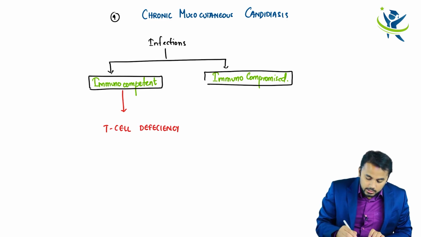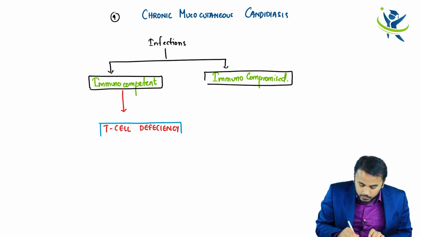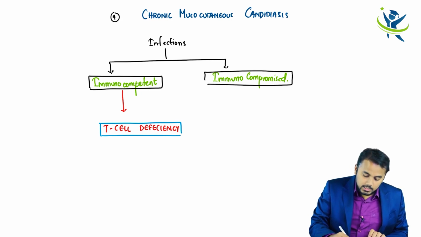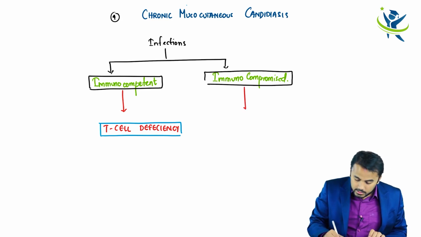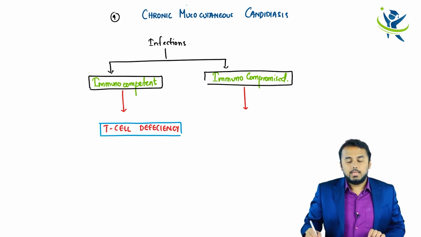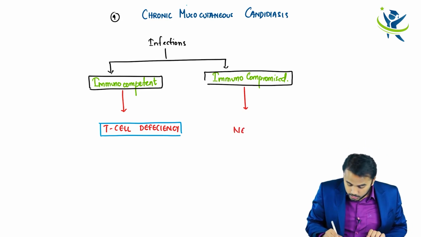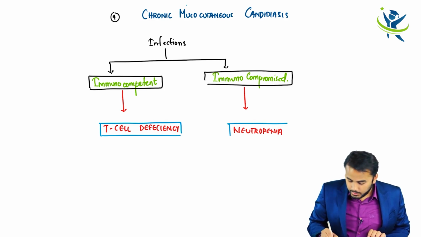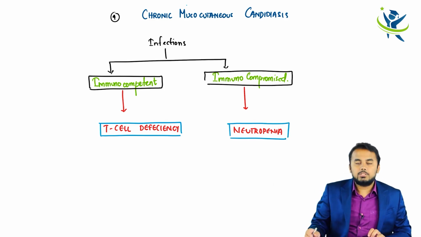You're going to see T cell deficiency in immunocompetent people, whereas in immunocompromised individuals, what are you going to see? In immunocompromised individuals, you're going to see neutropenia. You're going to appreciate neutropenia in immunocompromised individuals.